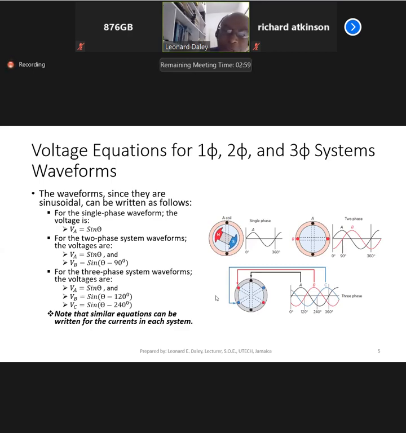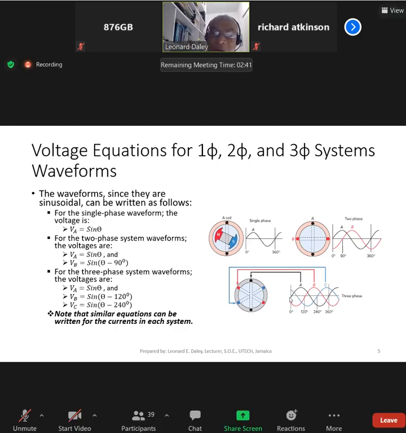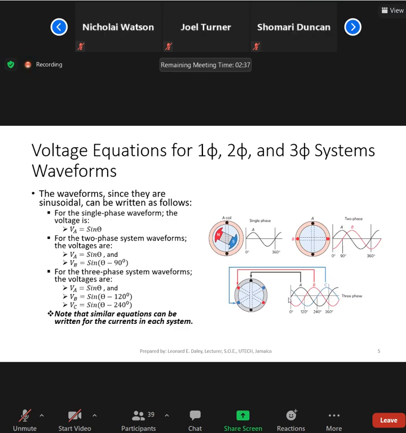For the three-phase system, again, sine theta for the first one. You could actually consider it as sine theta minus 0, because it starts at a 0 here. It crosses the x-axis at a 0 point. Waveform B crosses it at 120, and waveform C crosses it at 240. Hence the minus 120 and the minus 240 for waveform B and C.